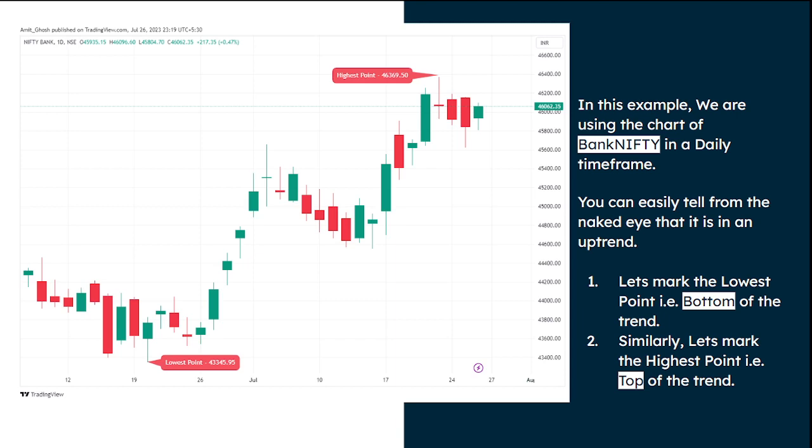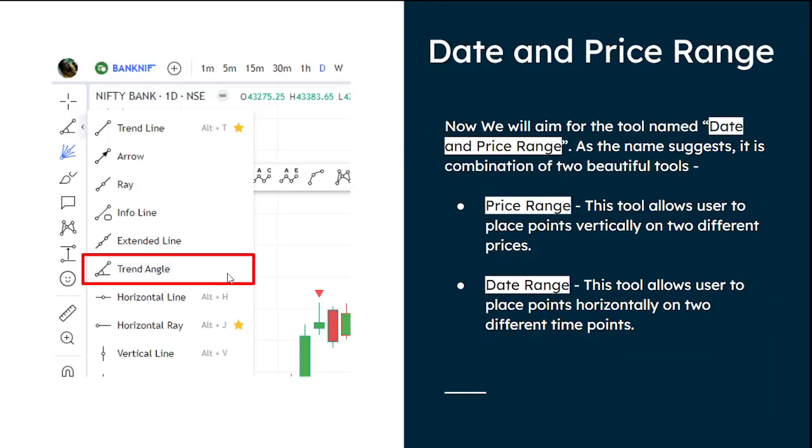Let's do the same thing again. Let's mark the lowest point. Let's mark the highest point. Now we are using the date and price range tool. The price range allows you to place price points vertically at two prices, and the date range allows you to place points horizontally at two time points.